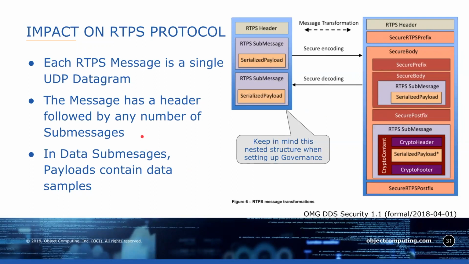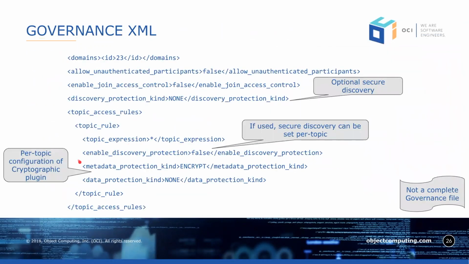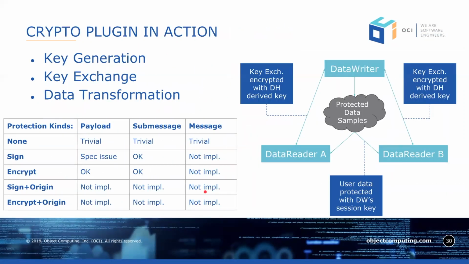So if we go back and look at the governance to review it, what we see here is that what the governance file calls metadata protection is the submessage level. Fortunately, it's a different term used. And then data protection is the payload level. So those different settings of none, sign, and encrypt can be applied here. And that effectively configures what the crypto plugin will do for data writers on that topic.